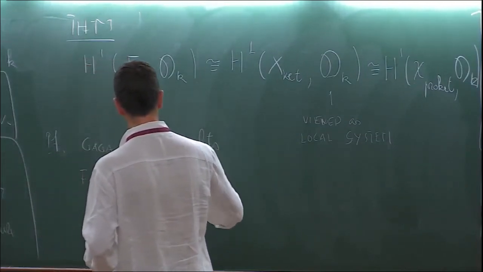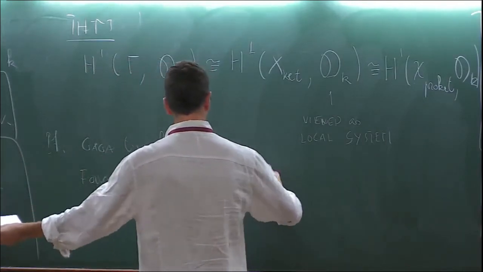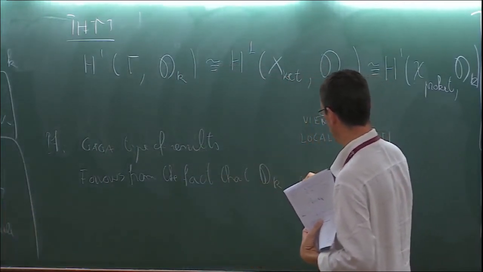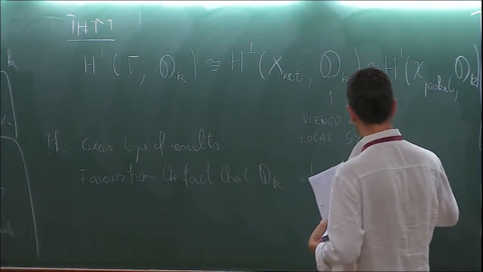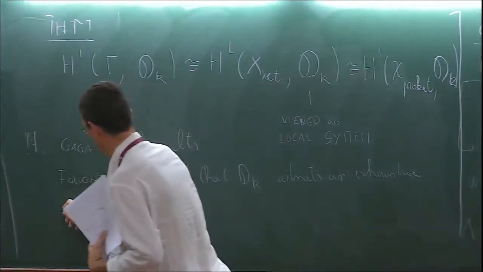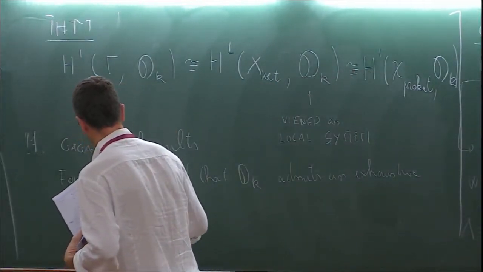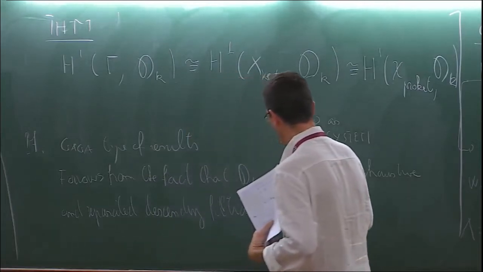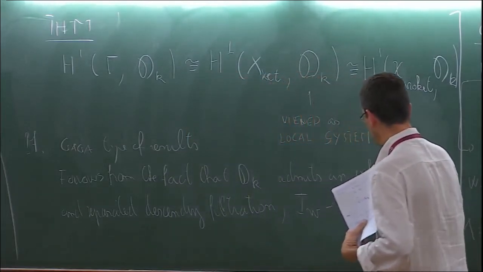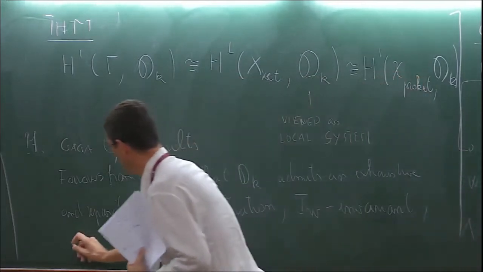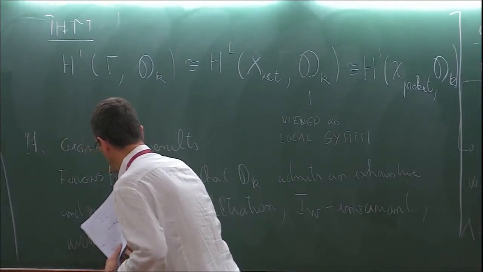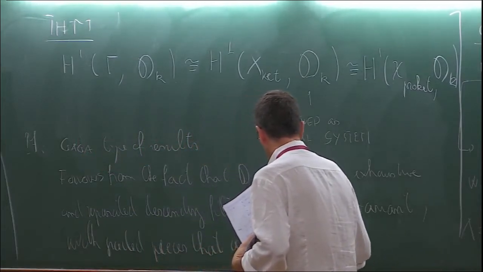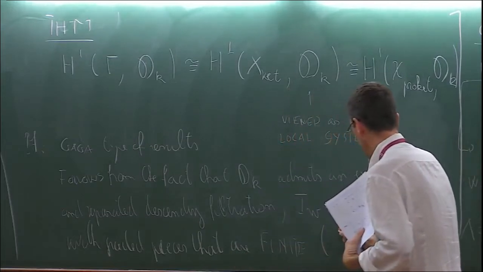from the fact that under that hypothesis, or in this more general setting that I just mentioned, that still allows for families, the fact that DK admits an exhaustive and separated descending filtration, which is invariant for the action of the Iwahori subgroup, and with the graded pieces that are finite of cardinality. So this is Pollack-Stevens.